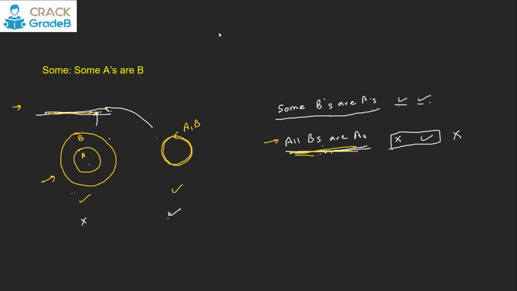Let's see another example. Here, the statement is some A's are B's. So some A's are B's I can draw with several different examples. I can say some A's are B's like this. Can I say some A's, there are some A's in this A circle, they are also B's? Yes. Can I draw it like this? Some A's are B's. This is A, this is B.